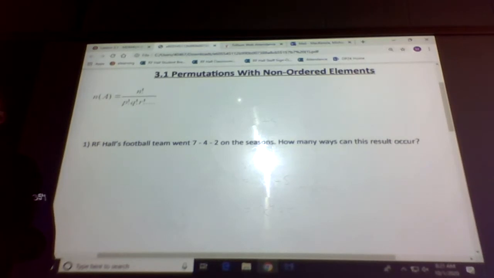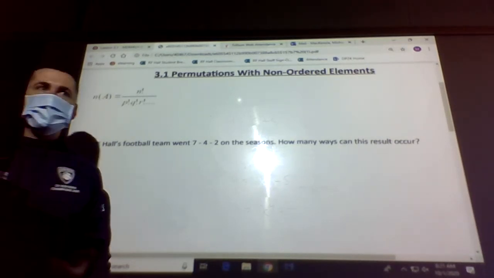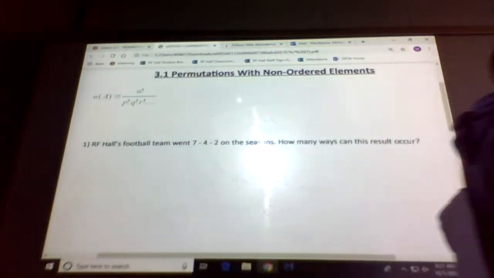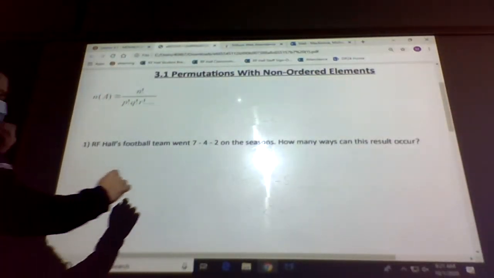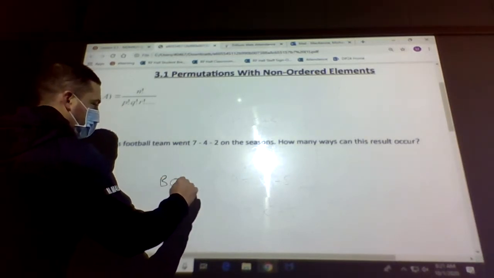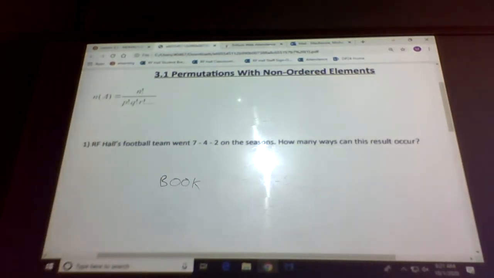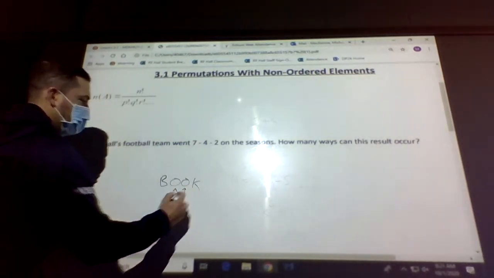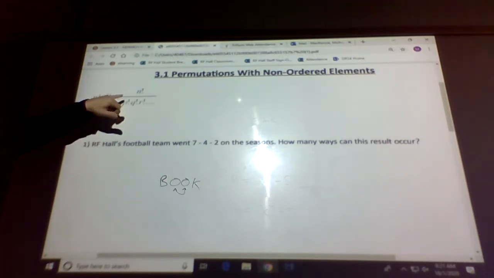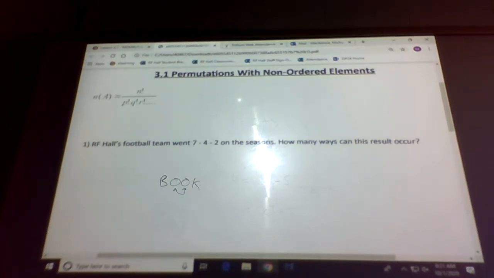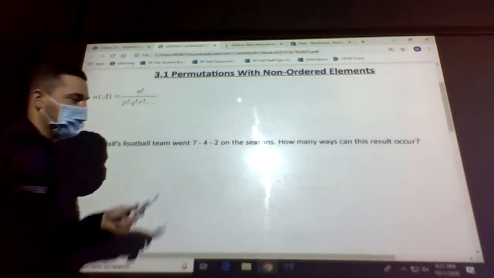What they represent is overlapping combinations. For instance, if I was trying to rearrange the letters B-O-O-K, book, in a row, if I switch these two O's, it still spells book. It's still the same combination. So this formula here takes out those overlapping arrangements or combinations. So we'll look at a couple of examples.